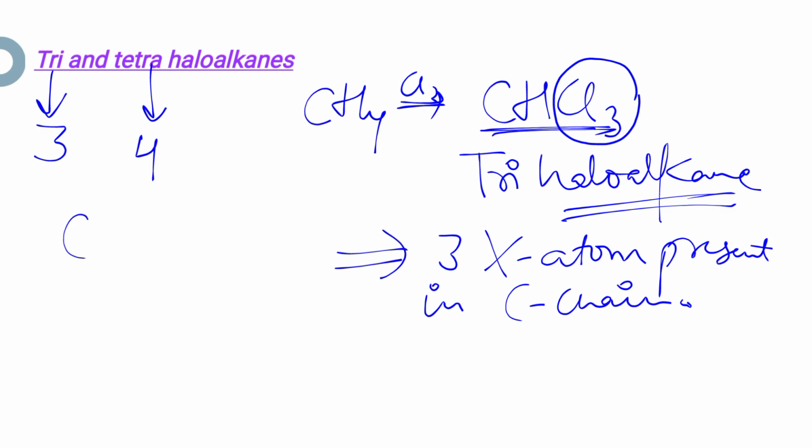For 4, like CCl4, here the methane loses all its hydrogen atoms and satisfies its bonds with chlorine atoms like this.